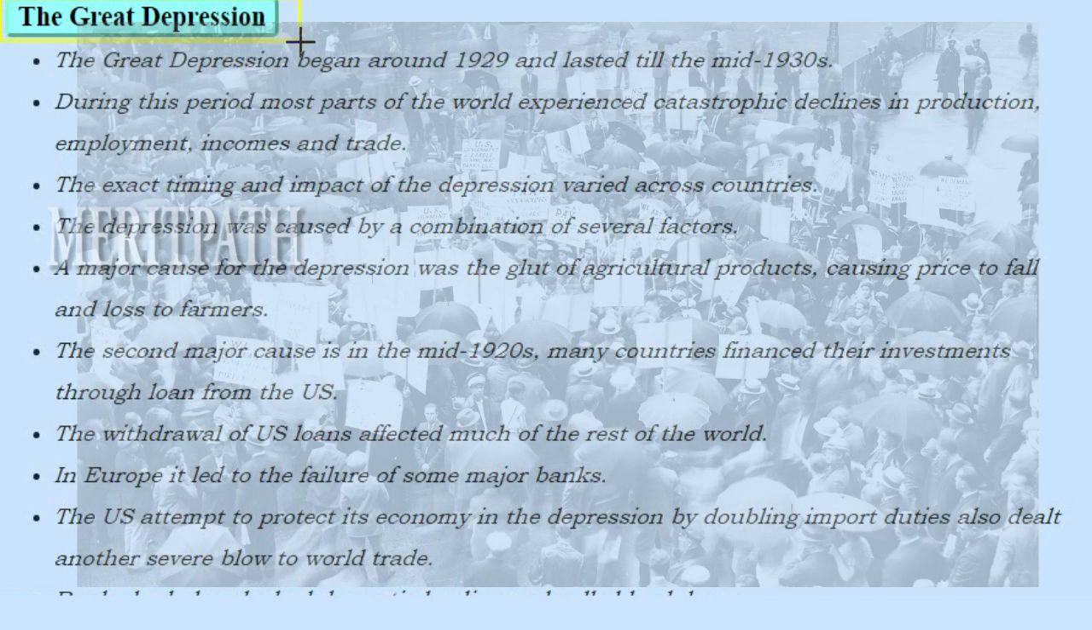The Great Depression. The Great Depression began around 1929 and lasted till the mid-1930s. During this period, most parts of the world experienced catastrophic declines in production, employment, incomes and trade. The exact timing and impact of the depression varied across countries. This depression was caused by a combination of several factors. A major cause for the depression was the glut of agricultural products, causing prices to fall and loss to farmers.